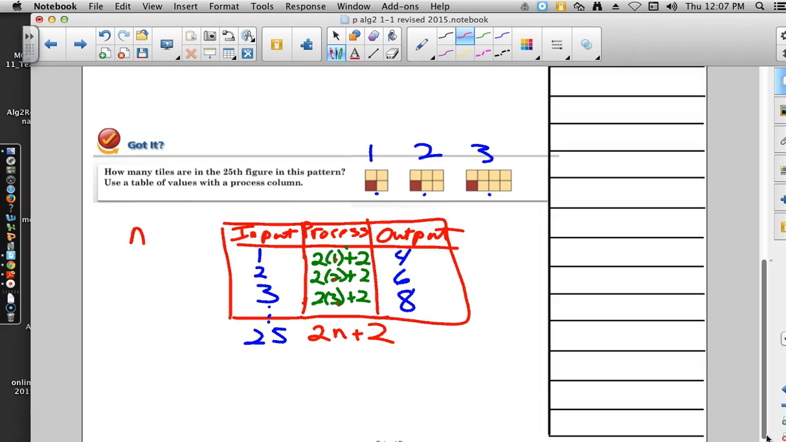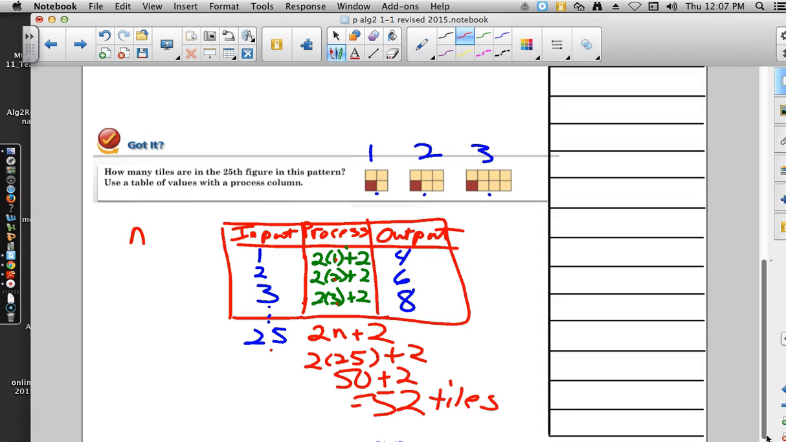So if we take 2 times 25, because we want to figure out how many tiles are in the 25th figure, that will give us 50 plus 2, which just happens to be 52 tiles.